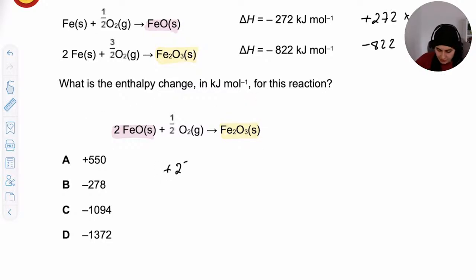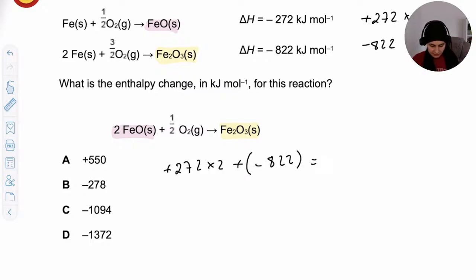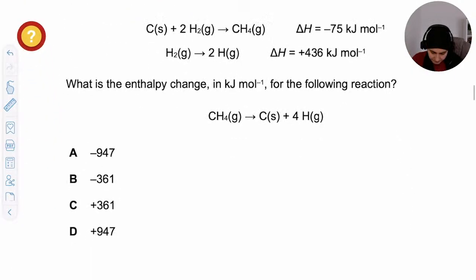So I just calculate times 2 plus negative 822, and that looks like maybe B or something. Let's check. Times 2 minus 822. You can use calculator now, so it's all good. Yes, 8 kJ. So B.